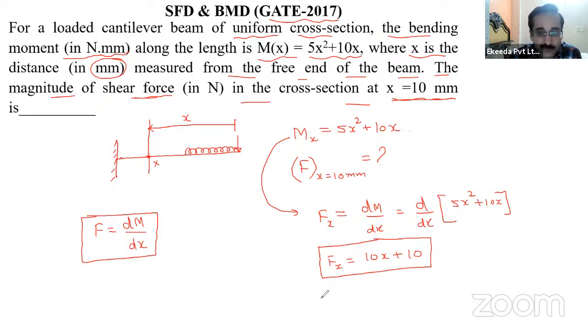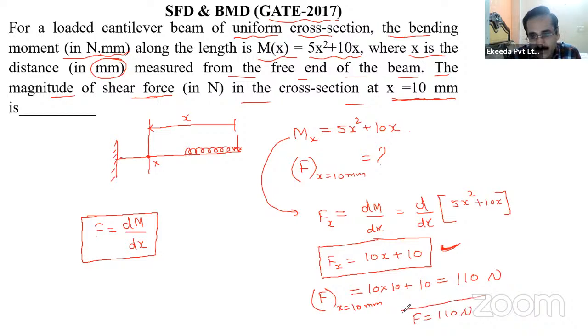But we have to find the shear force when x is equal to 10 millimeter, and x is already given in millimeter in this equation. So we do not have to change the sign convention or dimensions. We directly put 10 mm because in this equation x is given in millimeter. So this is 10 multiplied by 10 plus 10. So this will come out to be 110 newtons. So the answer of this question is F equal to 110 newtons, the shear force at a distance x from the free end. So this is the answer of this question.